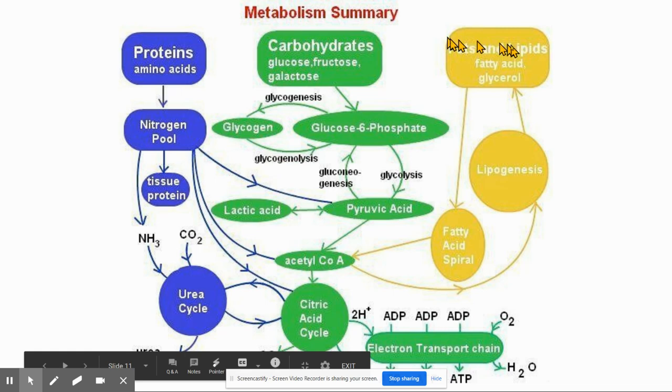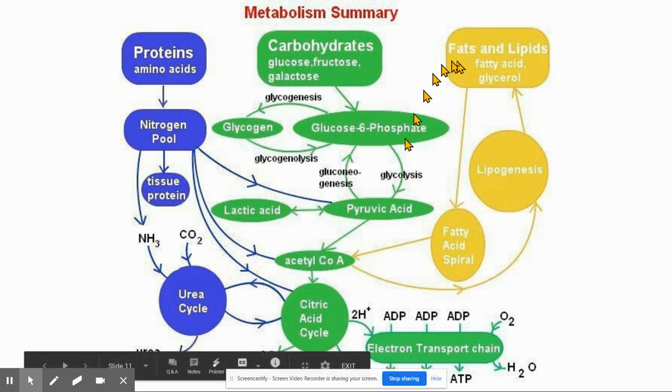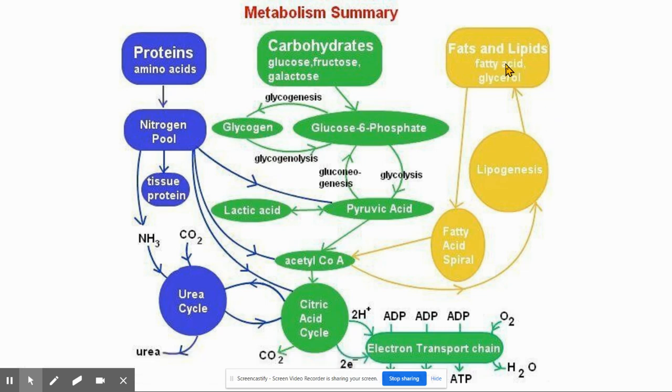But you can also get energy from fats and lipids, but they don't go through that same pathway. They go through a different pathway. Some of those lipids are really big molecules, so they have to get cut apart. They have to do all this processing here. But they actually skip this part here, glycolysis.